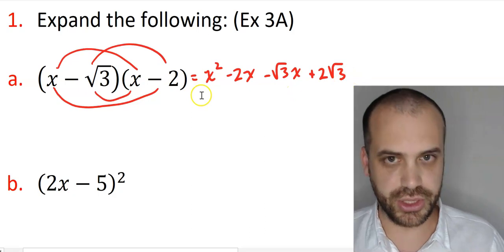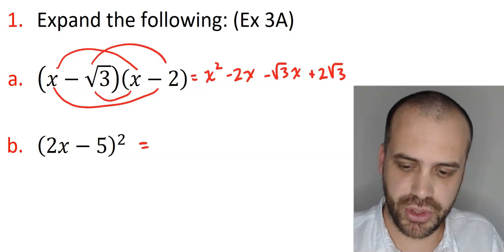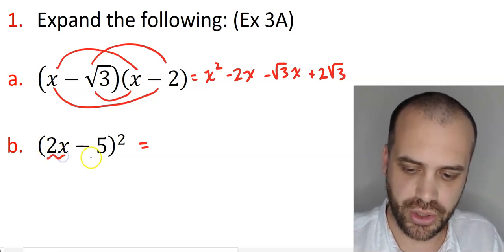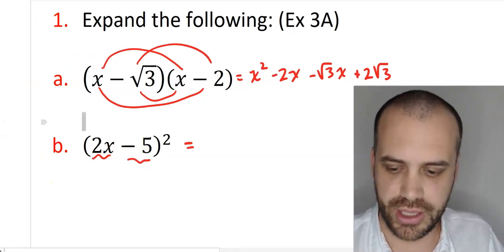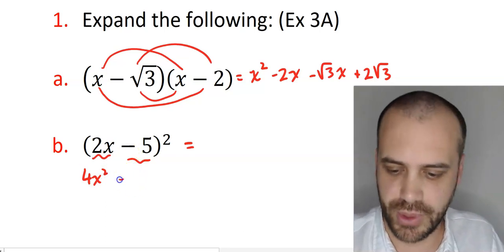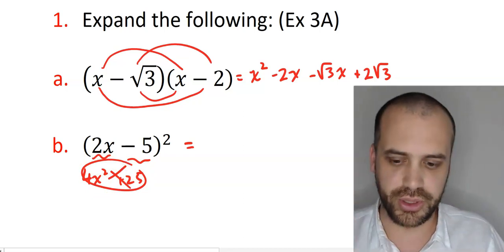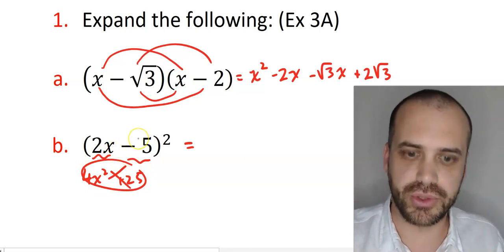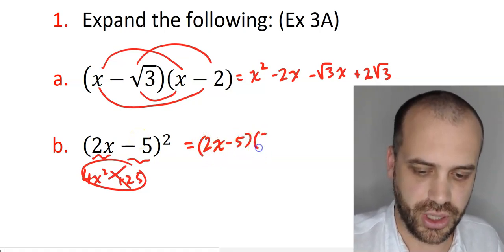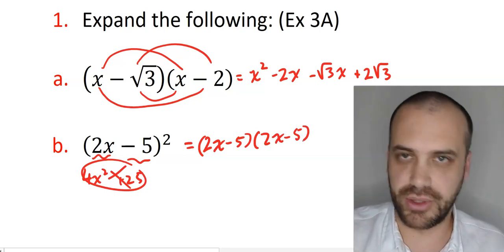All right, next question. A lot of people are going to get this wrong. So what I'm going to show you now is wrong. They're going to think that 2x minus 5 all squared is equal to this squared and then this squared. So they're going to say that it's like 4x squared and then -5 squared is like +25. That's totally wrong. Not going to work. 2x minus 5 all squared is simply the same as 2x minus 5 times 2x minus 5. And then you can use the FOIL method that I used above.